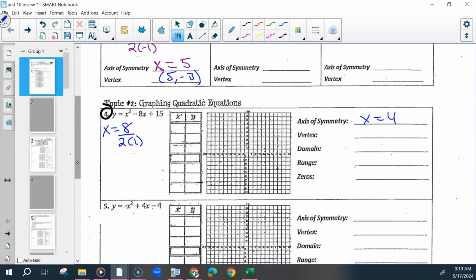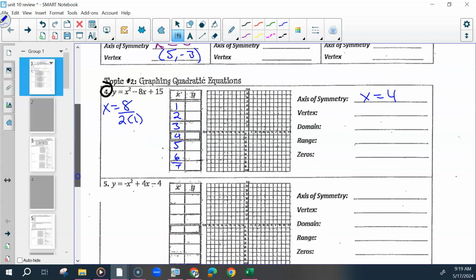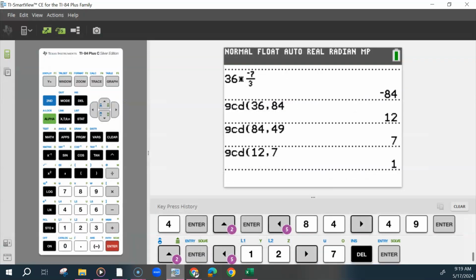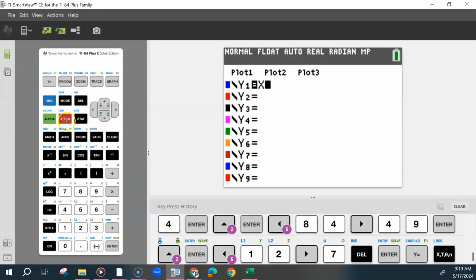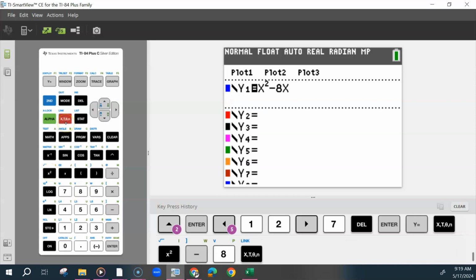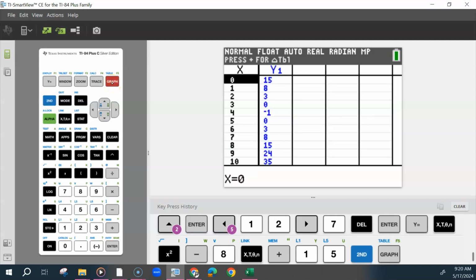In the middle of your table, put 4. Fill out the rest of your x values, so go backwards and forwards. And in your y equals, type in that equation, x squared minus 8x plus 15. Go into your table, second graph, and then you can find those values.